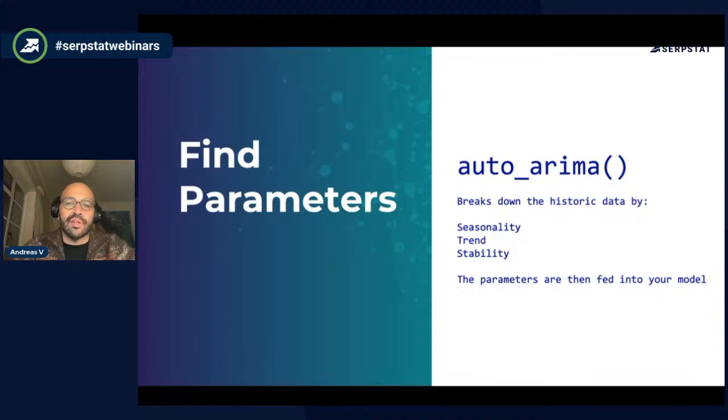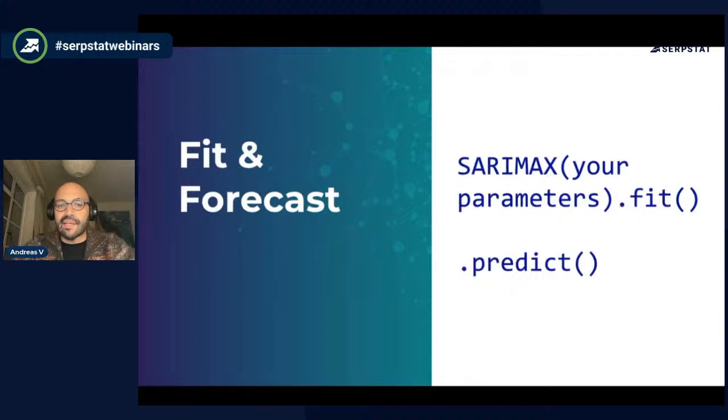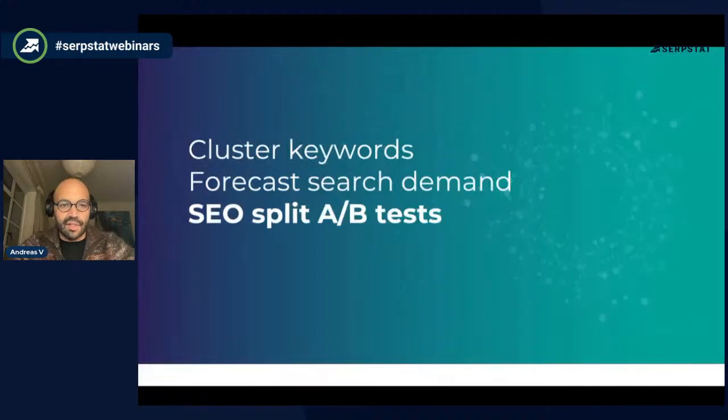Now, running auto ARIMA will help you find those parameters, and then we use those parameters to feed into the model when we're making forecasts. The next step is to fit and forecast. So you would use the SARIMAX function as illustrated here. You feed in your parameters, and then you use the .fit function. Once you save that into a variable, then you would use the .predict function. This is just to give you the overall principles about how it works. If you want the detail, again, it's in my book.